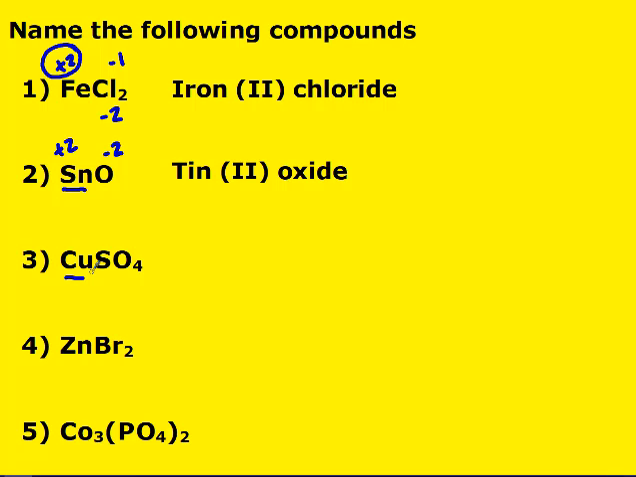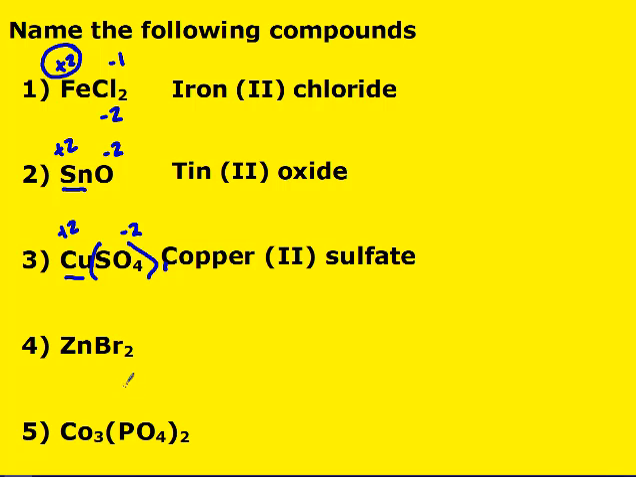Copper is not in group 1A, 2A. So I look at the next one, and this is sulfate. Sulfate's a -2. But like I was saying a few minutes ago, sulfate is not in parentheses. If it was, it would look like this and there'd be a 1 on the bottom. So this is -2 overall, so copper must be a +2 overall. So the name is copper(II) sulfate.